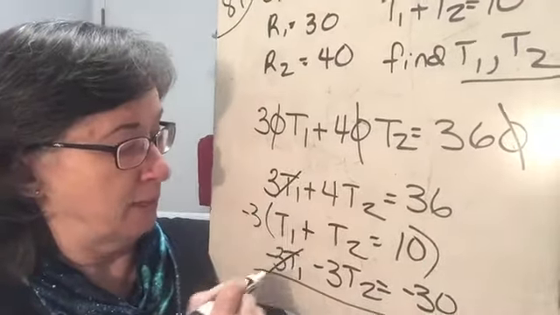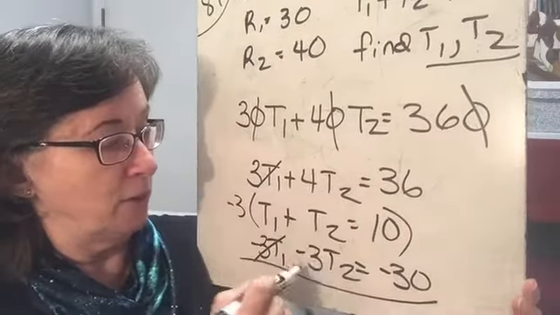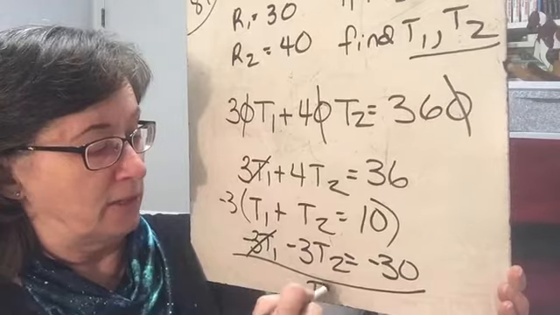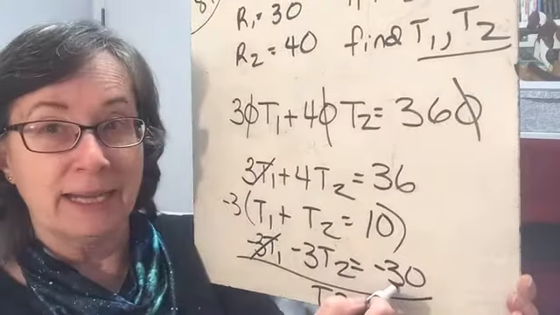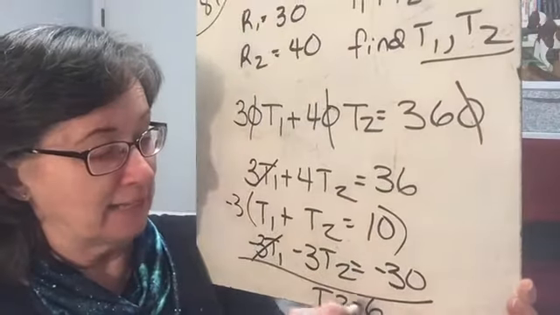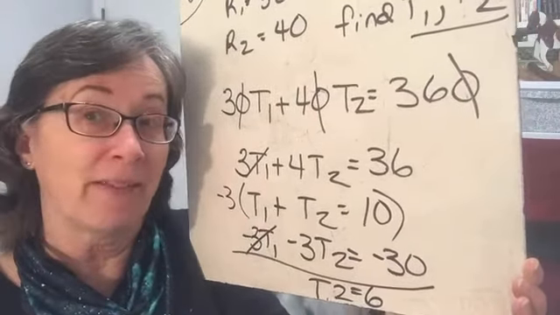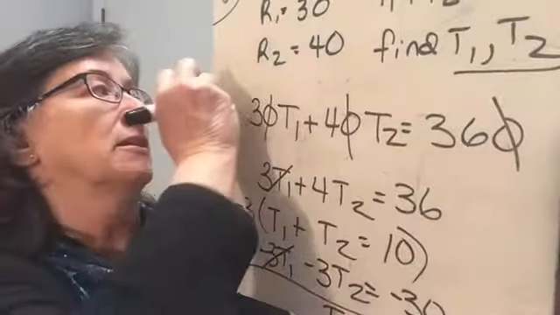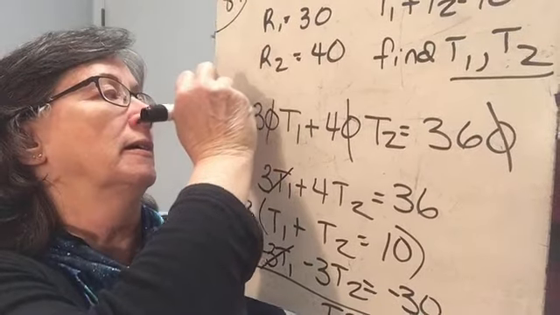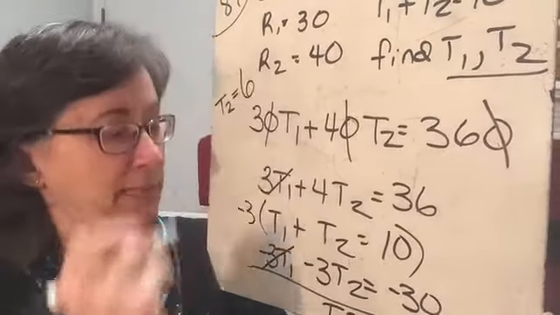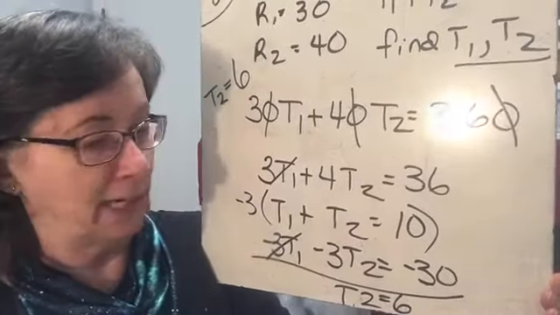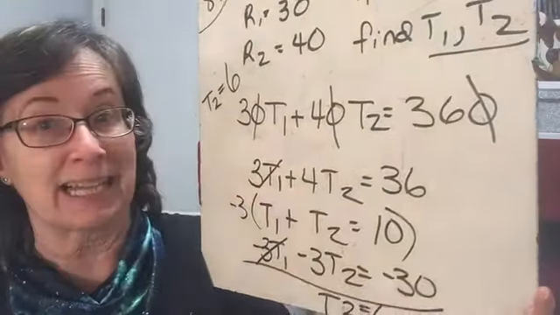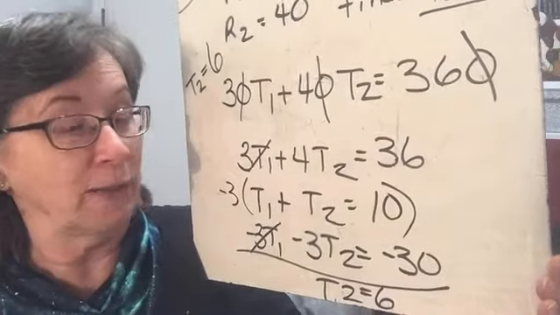This one and this one cancel. 4T2 minus 3T2 is T2. It's a 1T2, isn't it? 36 minus 30 is 6. T2 is 6, and we found that by elimination. So T sub 2 is 6. Now, we could do that with elimination. That's not really the way they set this lesson up, but it works to do it that way.